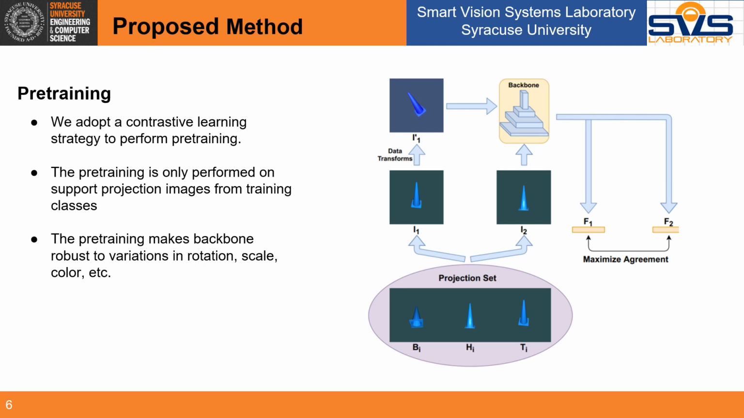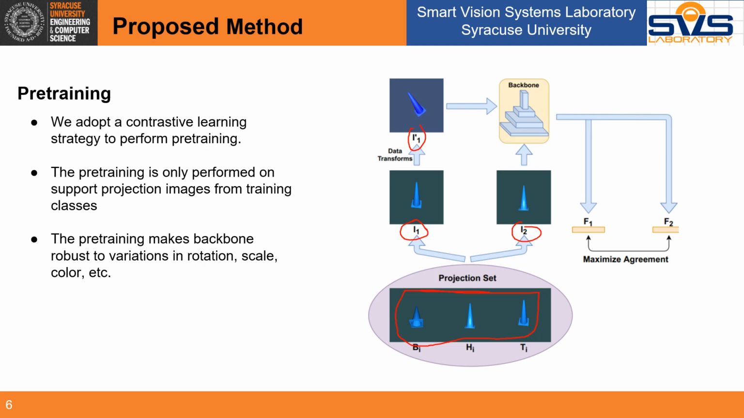You could see here, we have the support projections generated from 3 different angles. We'll firstly randomly pick 2 images, I1 and I2, from these 3 images. And then we'll apply the data transformation to I1, like rotation or background color changing. We'll get I1 prime.